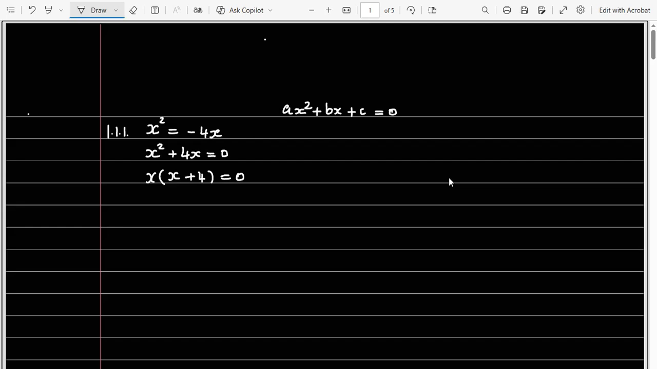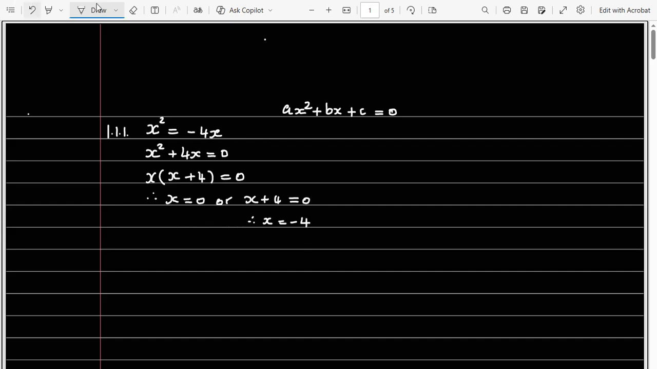So now I can use the zero product property. If you still remember, the zero product property is like saying when you are multiplying two terms that are equated to 0, you can take the first term, equate that to 0, or you can take the second factor, equate it to 0. So x is 0 or x will be negative 4.